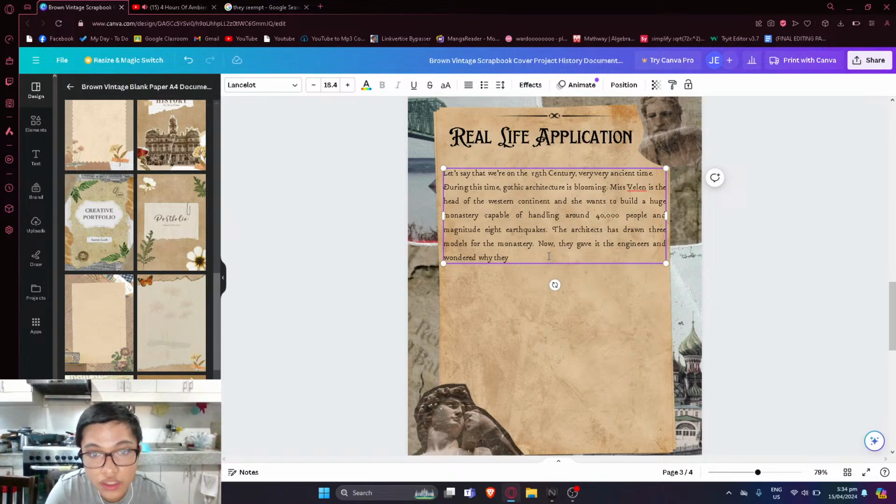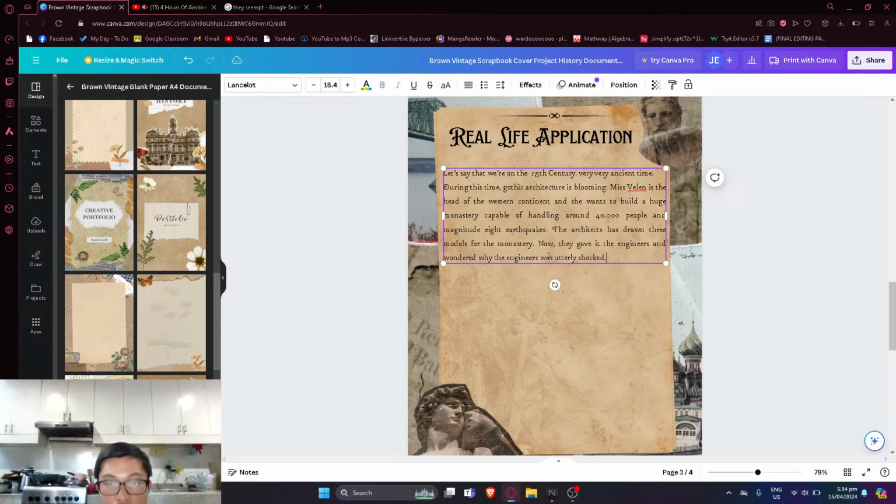Now they gave it to the engineers, and the engineers were utterly confused, utterly shocked. The engineers were contemplating the idea of whether or not the monastery design can handle such population and disaster.